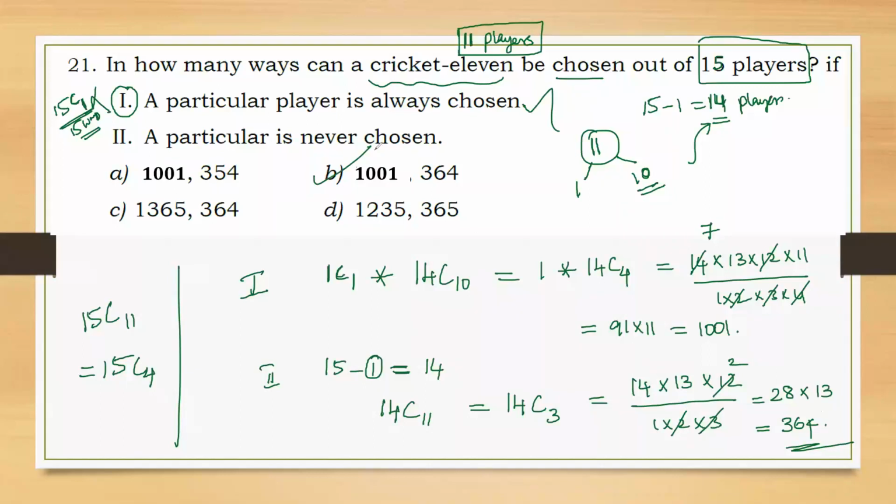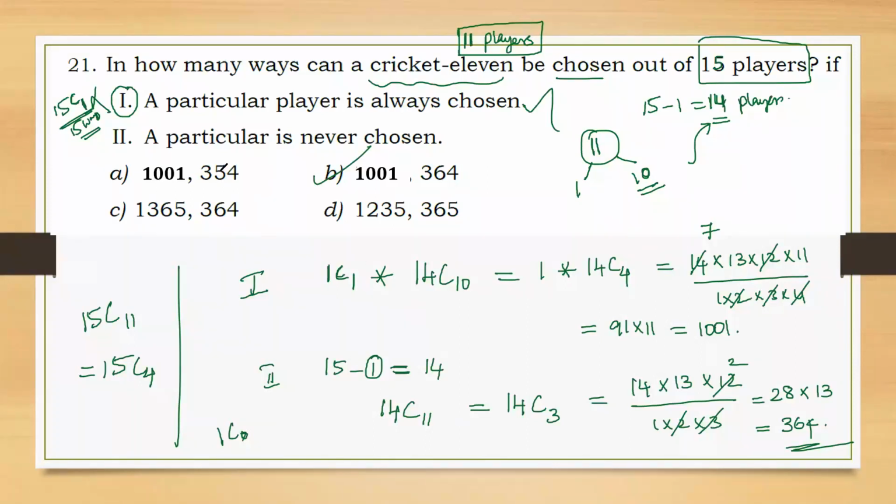Is it clear how to find the values? Yes, sir, you can select, we can write 1C0 into 14C11. Yes, Meera, you can select like that. 1C0, so the person will never be selected. Okay, Velu, do you want me to repeat it again? Both the cases, or only the second case?